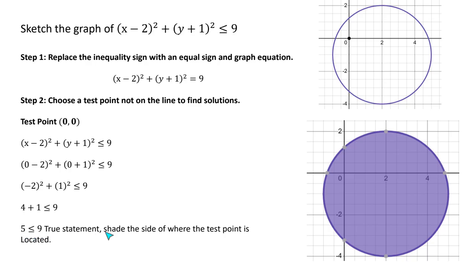That's a true statement, so we're going to shade where that test point is located. Remember, our test point was here. So we're going to shade that, and then this would be my answer here. If we had gotten a false statement, then we would shade everything on the outside of the circle.